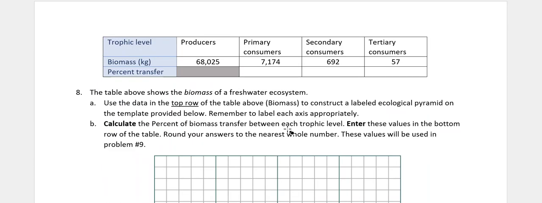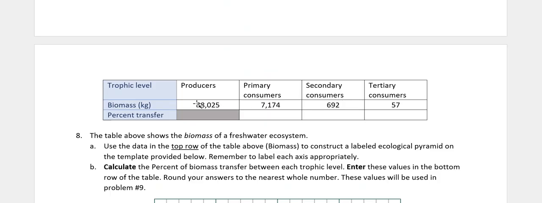For the next graph, we have to do the same thing. So we're going to graph the biomass here of producers and all our consumers. There is no label, so you're going to have to start by labeling the x-axis. You'll have to come up with a scale. Again, you would want to start with 0, okay, being here, and then scale it out so you can get that. So the producers are the biggest level, 68,000.